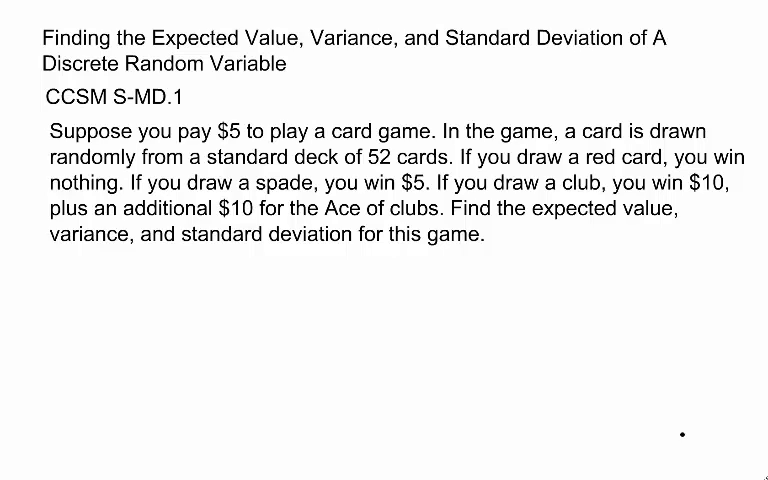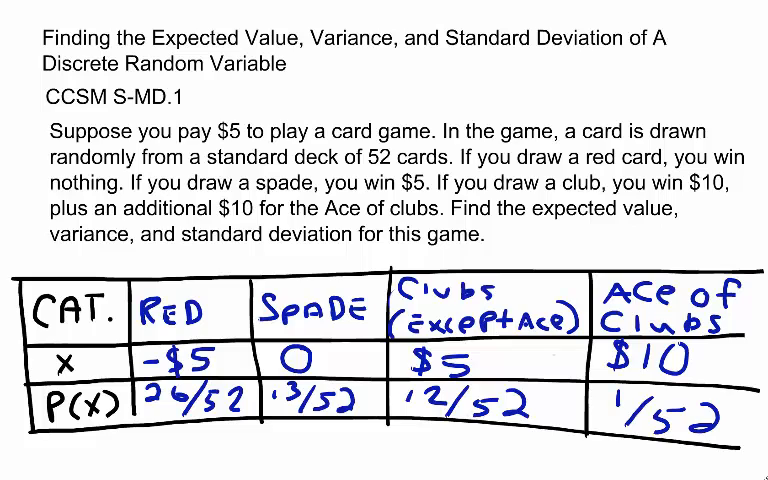We're going to begin by drawing a chart with 3 rows and 5 columns. The first row should contain the label for each category, and the second row should contain all possibilities for amounts won or lost. Those are our x values, or our random variables. The bottom row should contain the corresponding probabilities, that is, our p of x values. So here's what your table would look like.